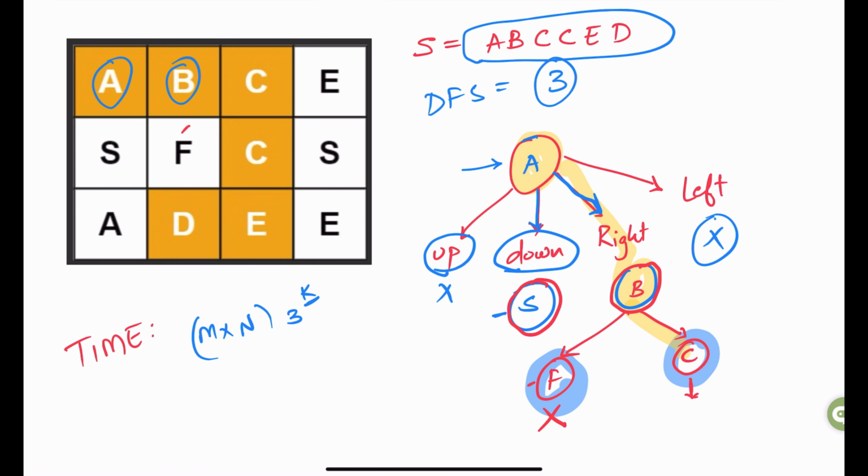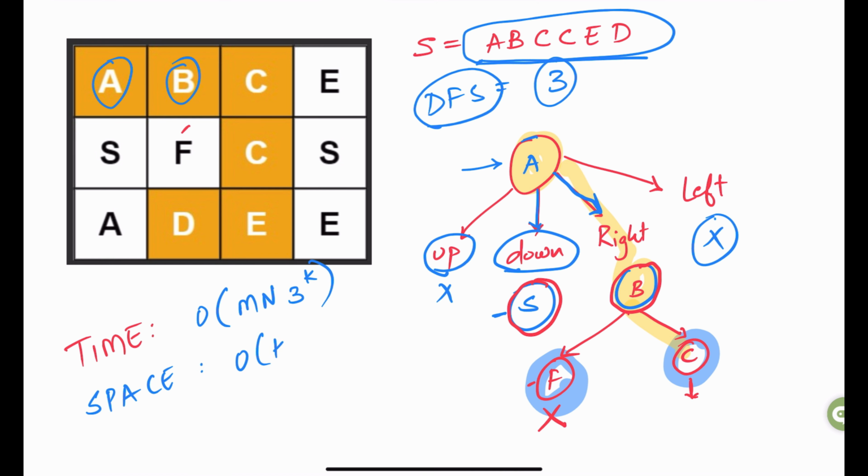So the time complexity will be 3 raised to power k, where k is the depth or length of the input string. So combining the two together gives us the time complexity of O of m into n into 3 raised to power k. While the space complexity is O of k, where k is the size of the input string. As we are going to build the string over time at each level, the maximum size will not grow more than k. I hope you were able to understand how we use backtracking to solve this problem. Let me show you how we can implement this using C#.